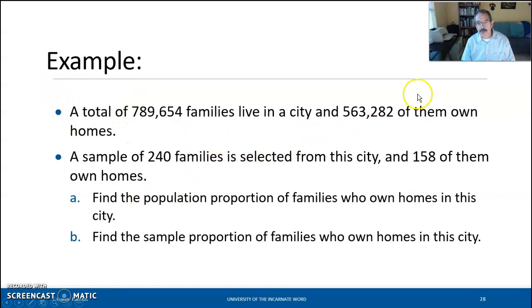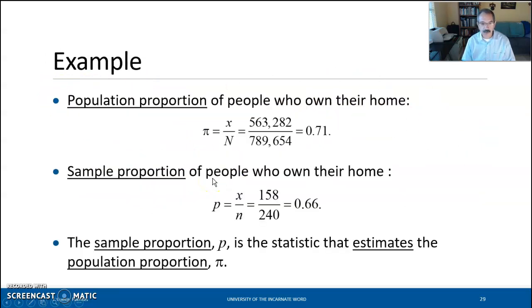So here's the population information, and here's the sample information. I think you can imagine how this goes. The population proportion of people who own their homes is the number of families in the population that own homes divided by the total number of families in the population. So that proportion is 0.71. In the sample proportion, we have the number of families that own homes in the sample divided by the total number of families in the sample, and that gives you 0.66. So here's an example to illustrate how you calculate these proportions.